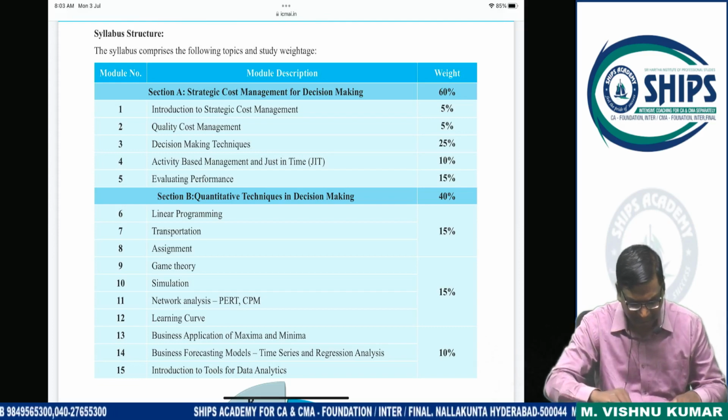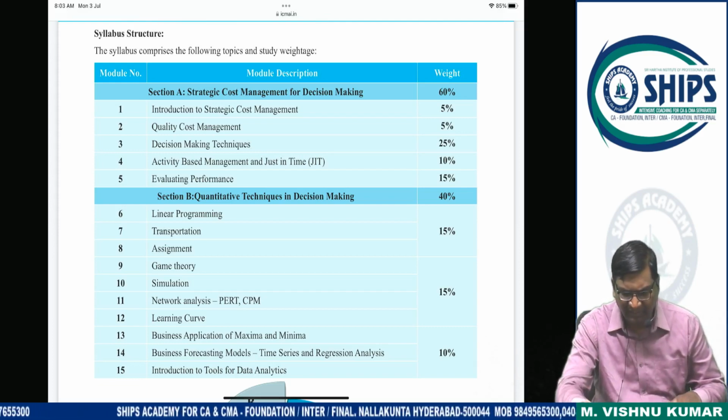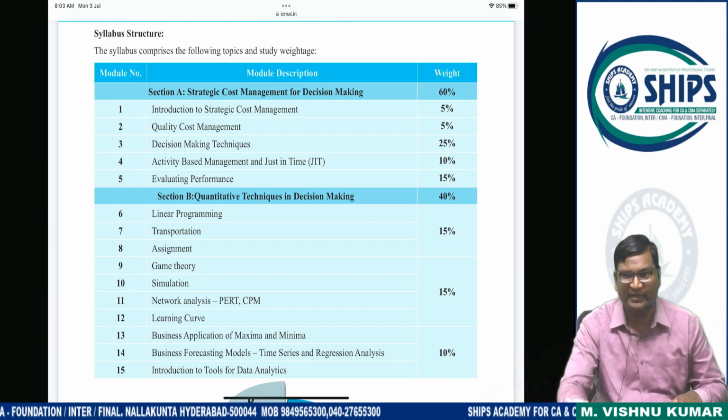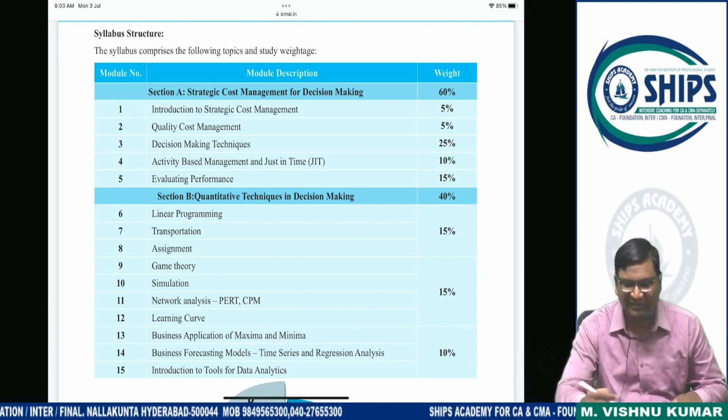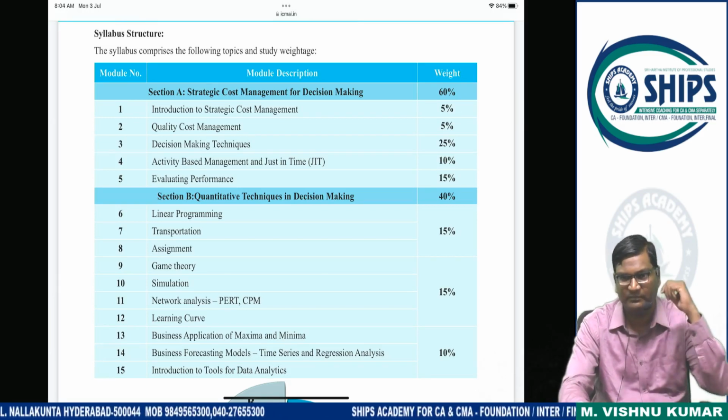Clear? In costing, the very important topics are marginal costing, decision making, transfer pricing, throughput accounting, target costing, activity based costing, standard costing, and total quality management. At any cost, you should learn this. If you learn easily, you can score 40 marks from 60.